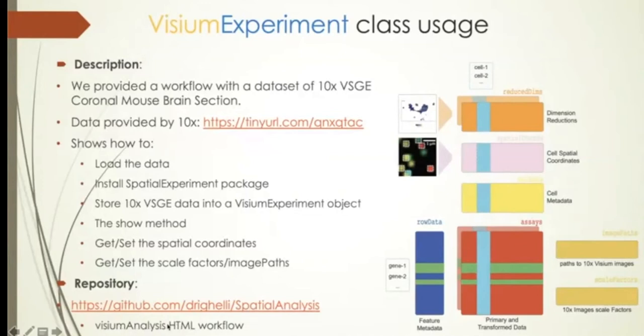Here in this case it is Visium Analysis, and we used a dataset provided by 10x. It is available on the 10x Genomics site, and here there is a tiny URL because the original was very long to put here. Also in this case, we show how to load the data. There is a very high number of files, in different formats. So we show how to load this data and how to store them into the Visium Experiment objects, and how to get and set spatial coordinates and image paths.